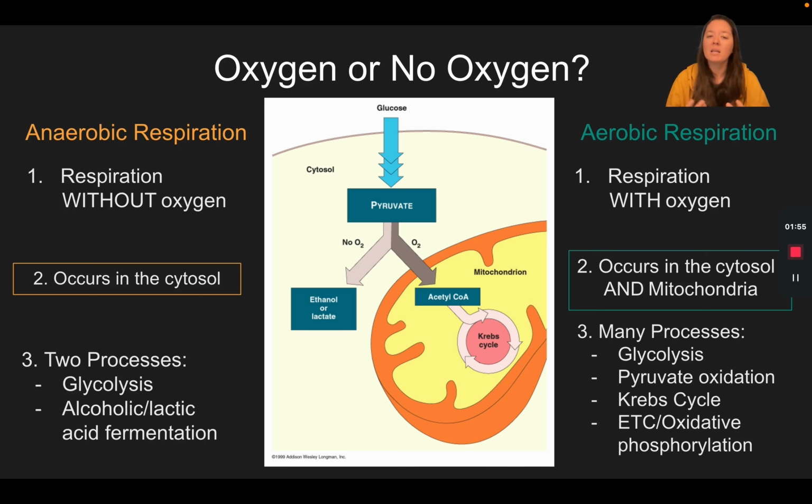And there are many more processes. There's still glycolysis, but then we have three new processes: pyruvate oxidation, the Krebs cycle, and the electron transport chain, the ETC, or sometimes it's called oxidative phosphorylation.